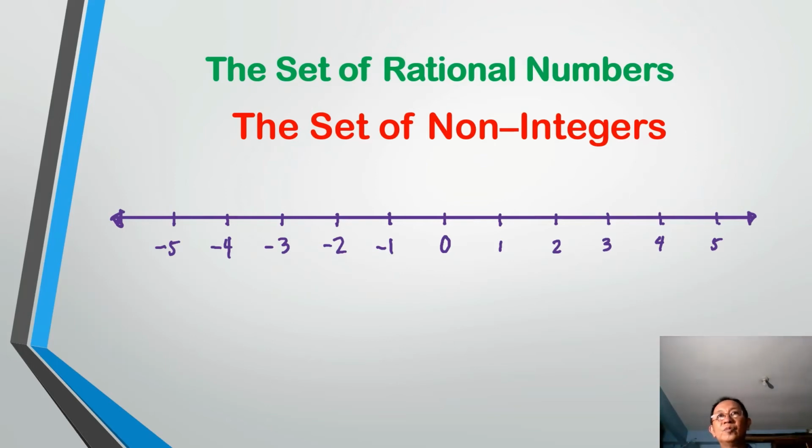Some. Kasi yung some decimals are irrational numbers. Some are non-integers. So, kapag yung number may nakadikit na decimal or fraction, yun ay non-integers. Yung decimals terminating, hindi non-terminating.